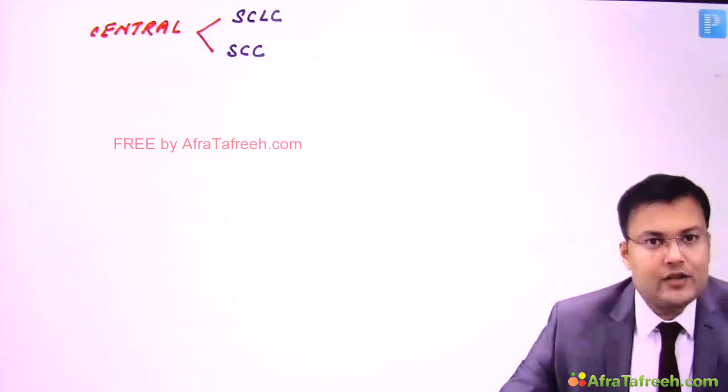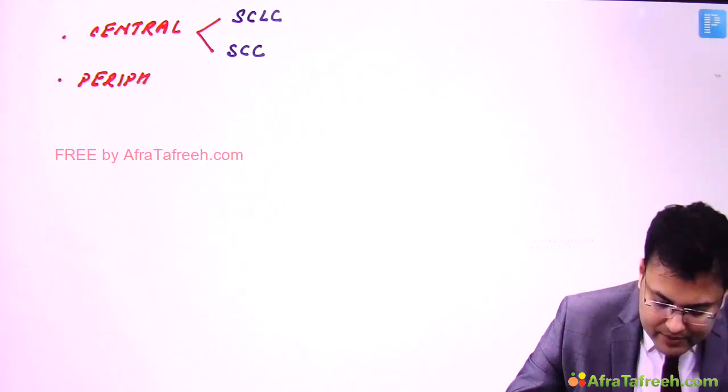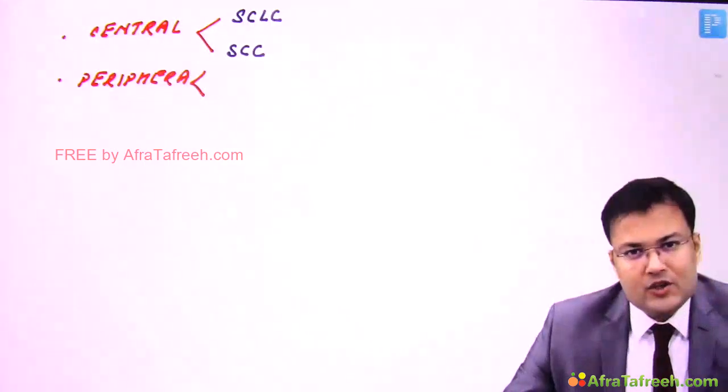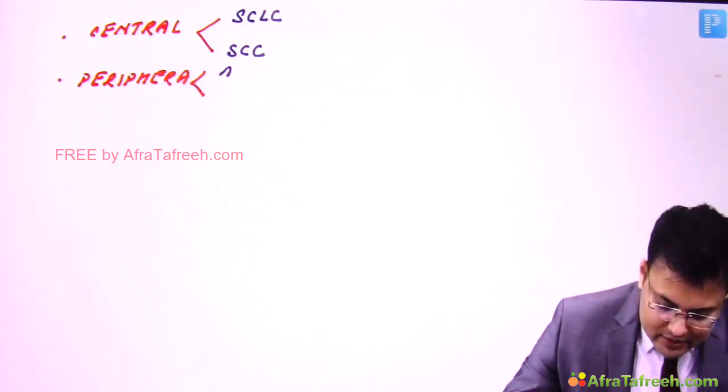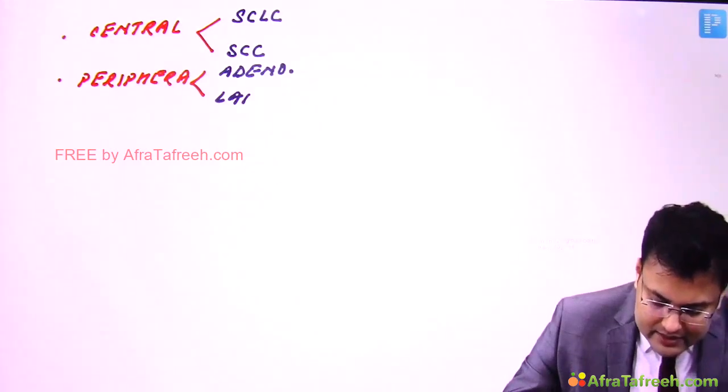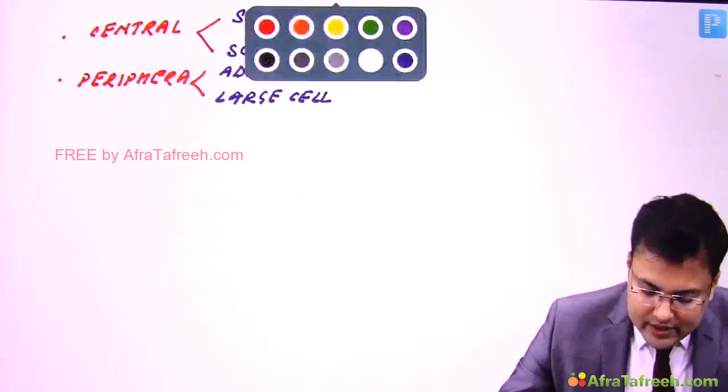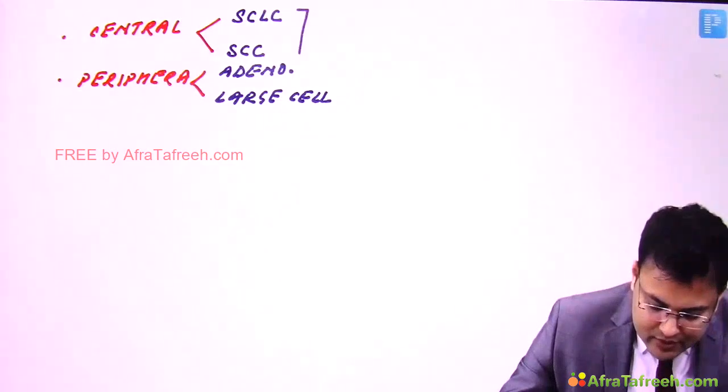So in central tumors, we are going to include small cell lung cancer and squamous cell carcinoma. And in peripheral tumors, we are going to include adenocarcinoma and large cell carcinoma. So it's adeno and large cell carcinoma. Simple.